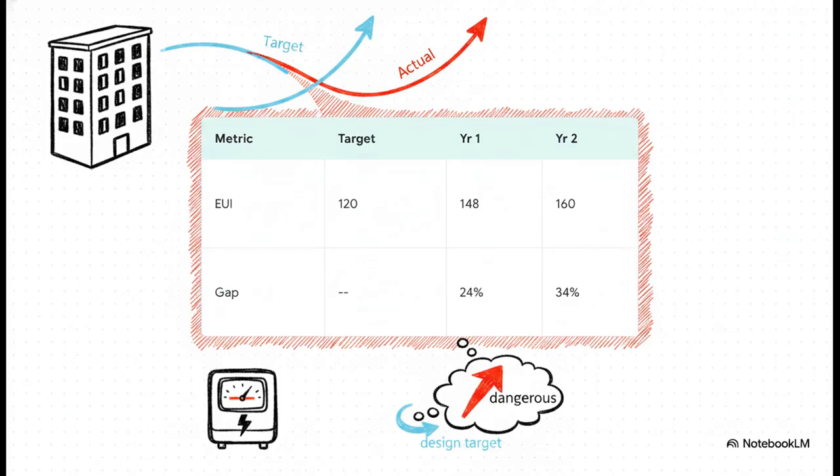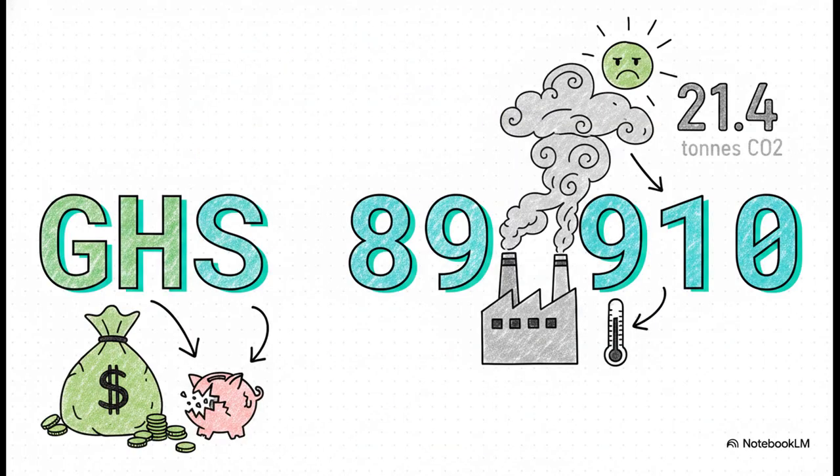Let's look at technical performance with an energy performance gap analysis. In a Kumasi mixed-use building scenario, the data reveals a really dangerous widening gap between the design target of 120 kilowatt-hours per square meter and the actual energy being consumed, which was 148.7 in year 1 and jumped to 160.5 in year 2. Now, that performance gap isn't just a theoretical metric. It represents a staggering 89,910 cedi financial leak for the facilities management budget. Plus, it's an extra 21.4 tons of CO2 per year released into the atmosphere above the design target.